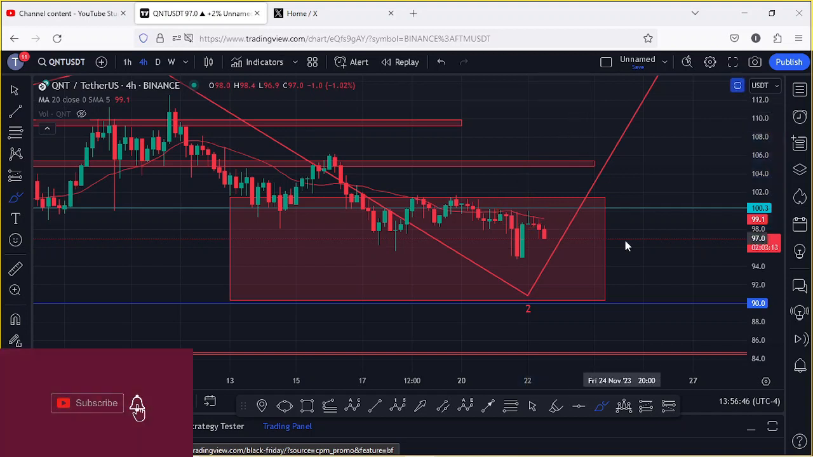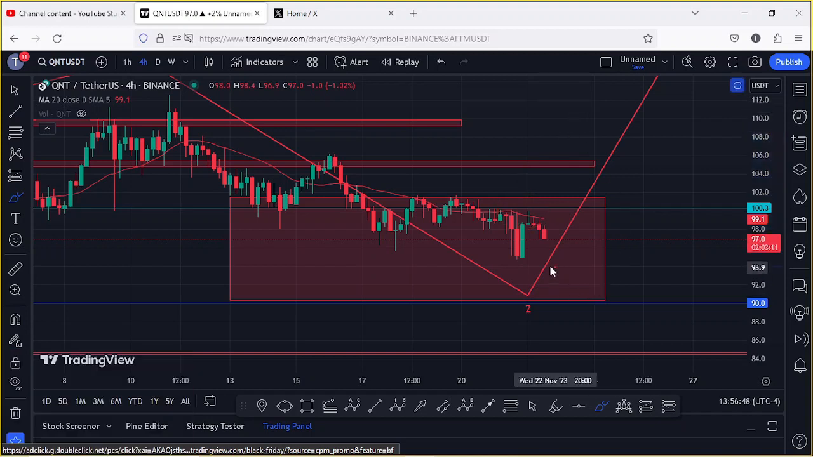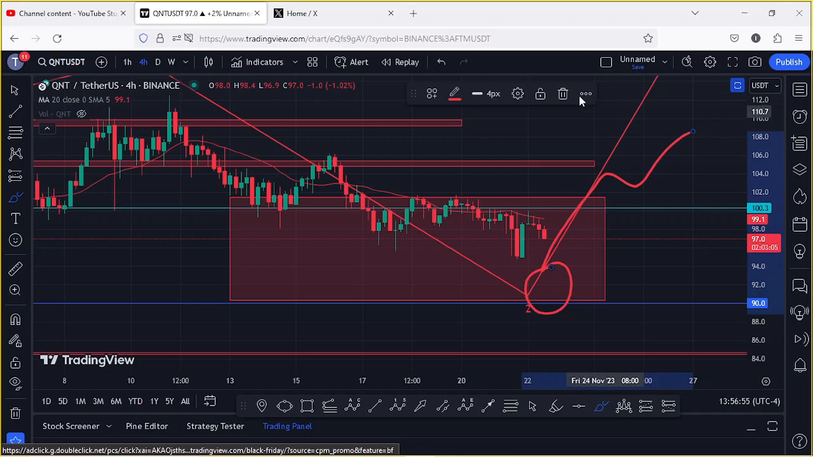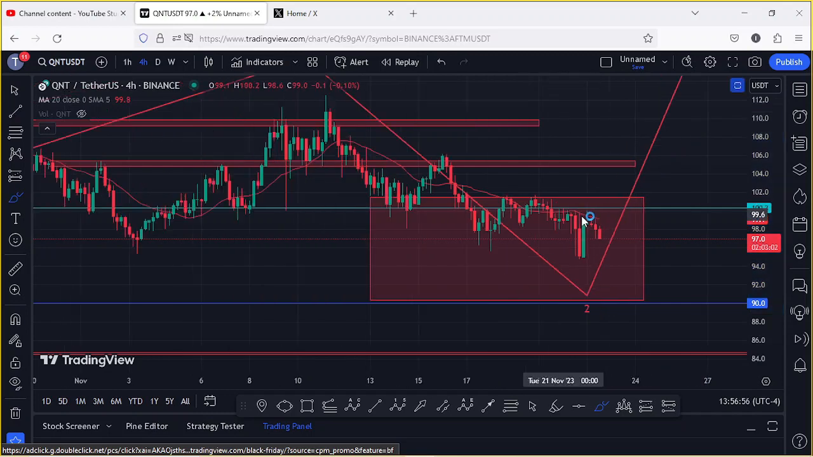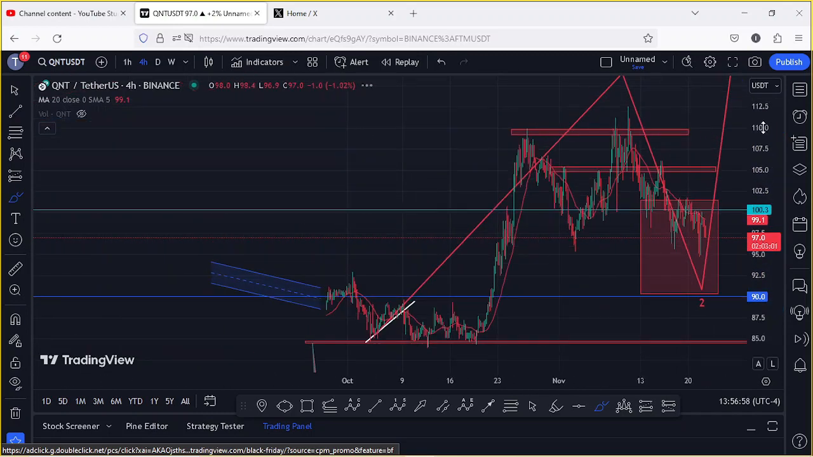We are holding above a significant area of support at around the $90 mark, which is still acting as support for us to continue seeing higher prices. And QNT has also continued to obey the Elliott structures.